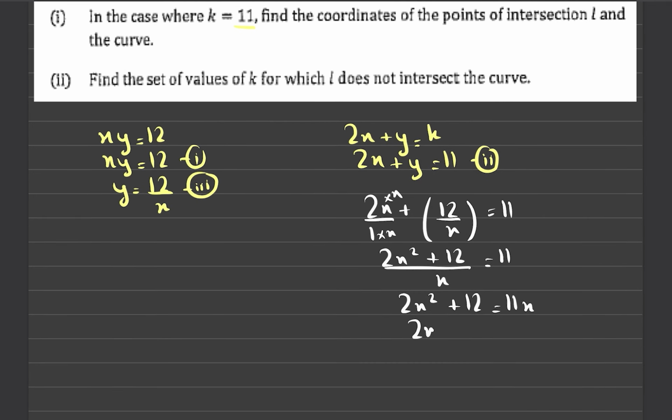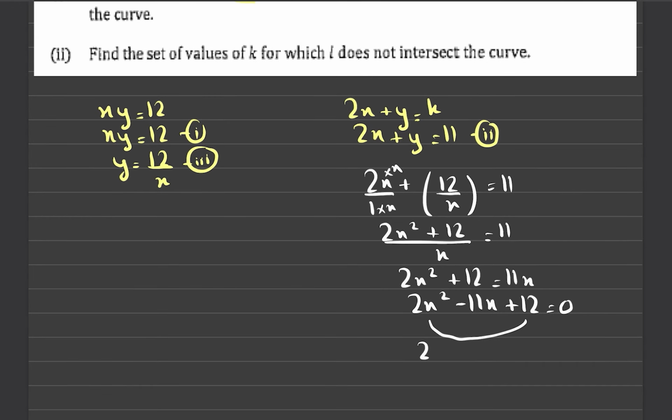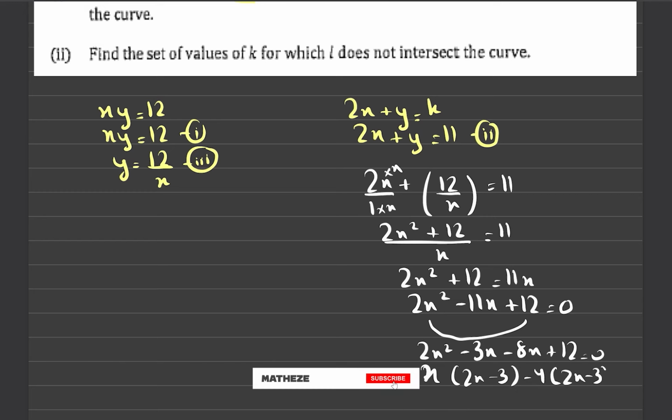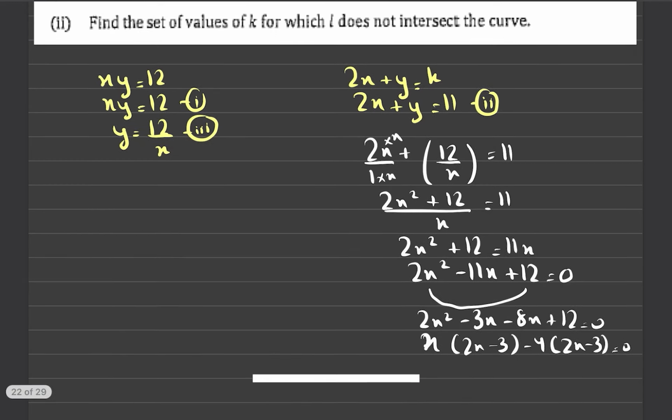So it is going to be 2x squared minus 11x plus 12 is equal to 0. Now, what are the factors of 24? So 3 and 8. Let's use that: 2x squared minus 3x minus 8x plus 12. Take x common, 2x minus 3. Take minus 4 common, 2x minus 3. So one answer of x is 4, and the other is 3 upon 2.